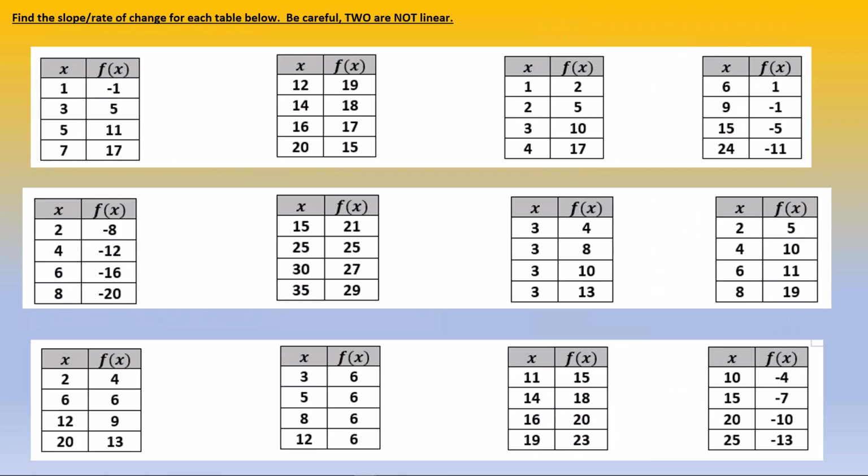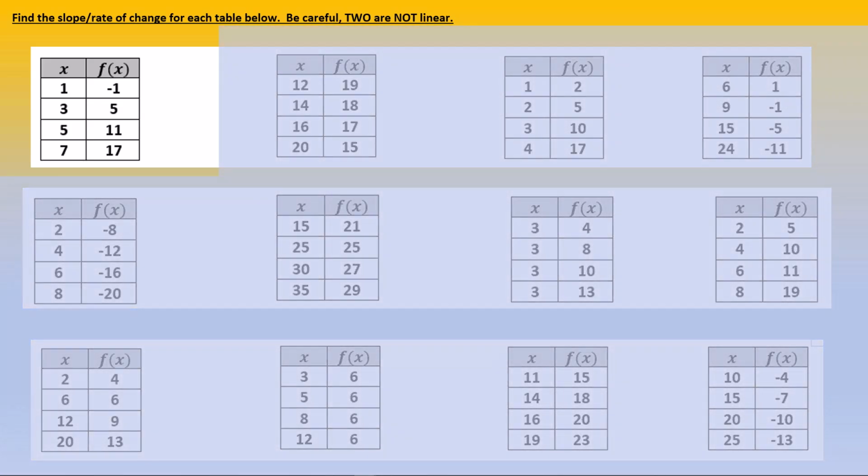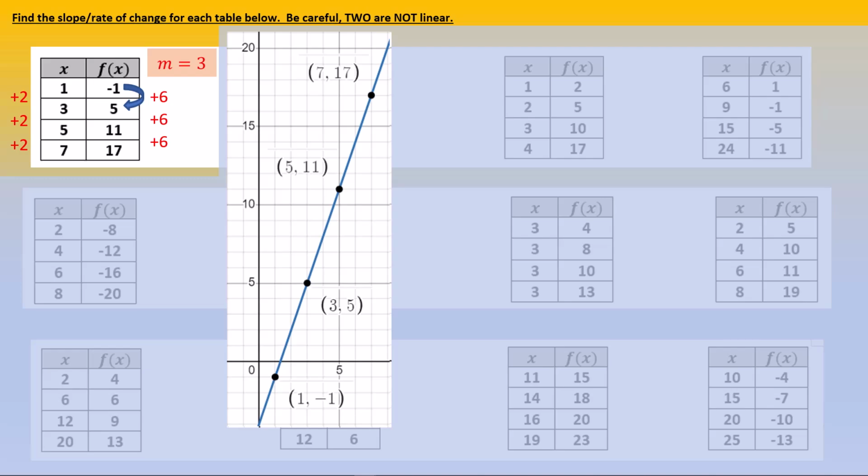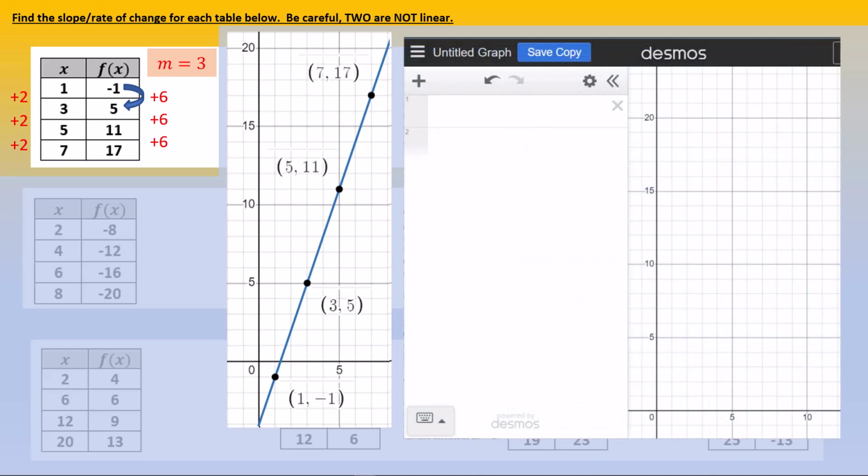Here are several tables for practice in finding slope. In this first one, we can see the changes are the same for both columns, resulting in the points shown on the graph with a line that has a slope of 3. To show how to do this in Desmos, let's go through the process step by step.